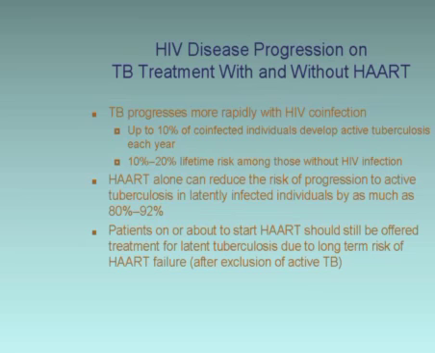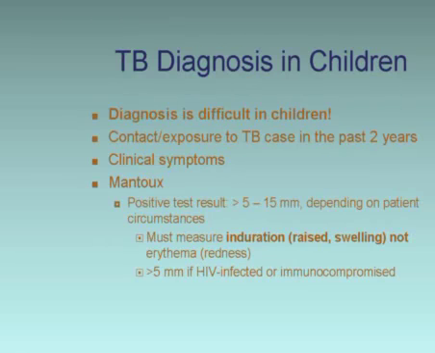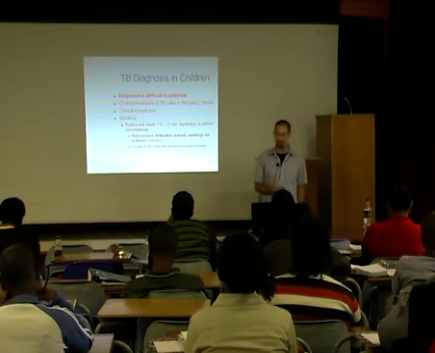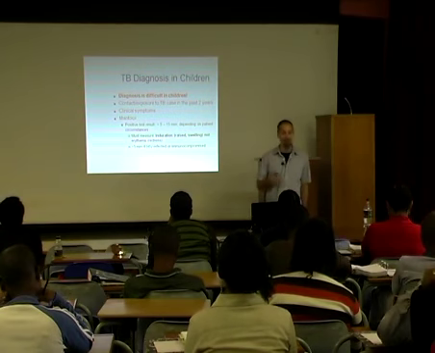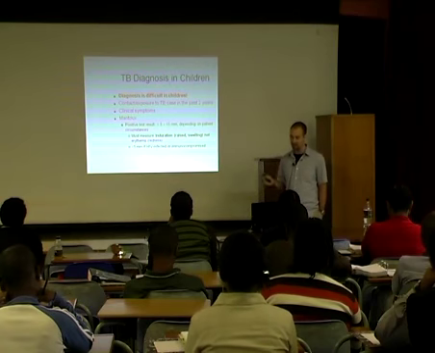And we're going to talk about that in the next few slides when we talk about diagnosing. So diagnosing TB in children and in those with HIV, it can be difficult. It can be very difficult. The best way to do it is with contact exposure to a TB case within the past 2 years. If you know somebody who's been on TB treatment, they've had positive sputum, they've been to the clinic, they've been on treatment, well, all of their contacts should be checked for TB, the children and the adults.